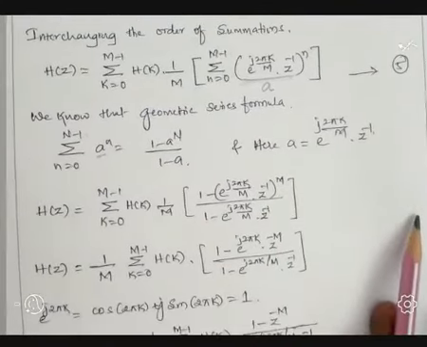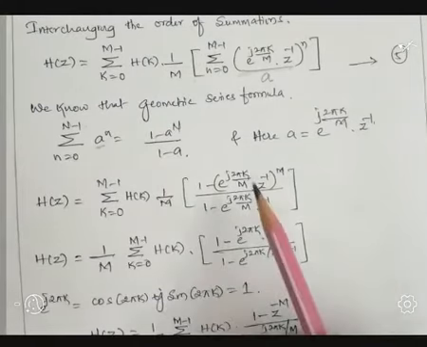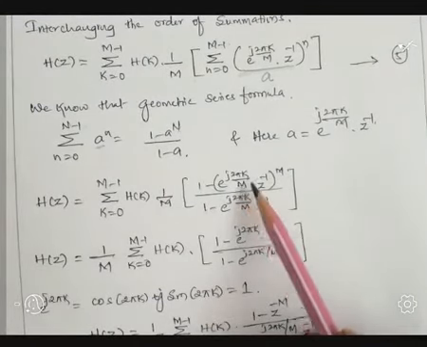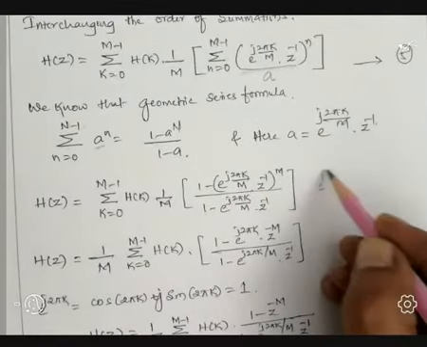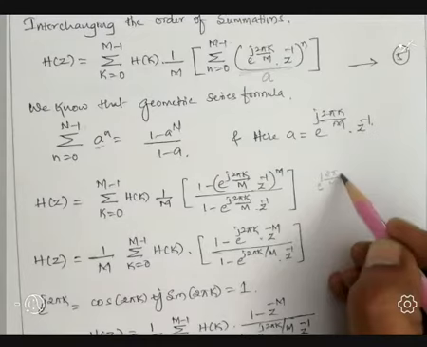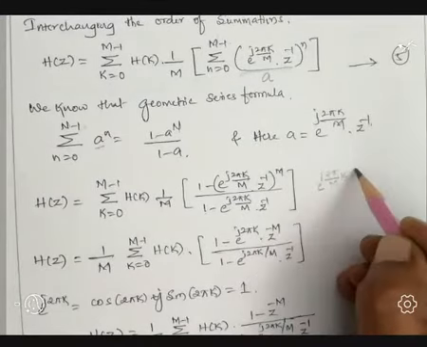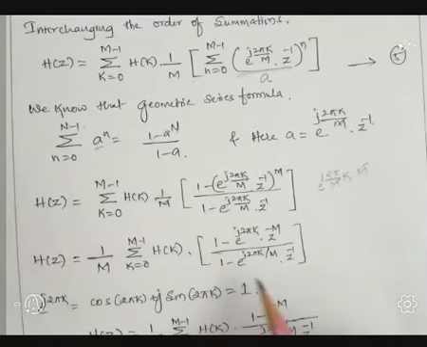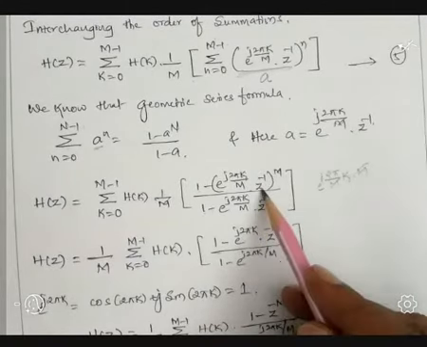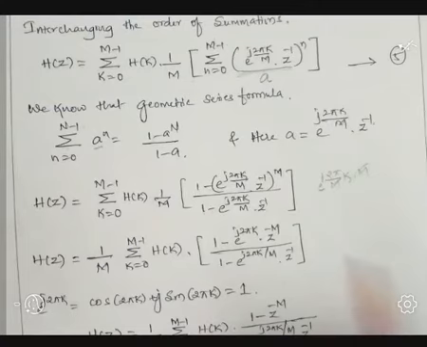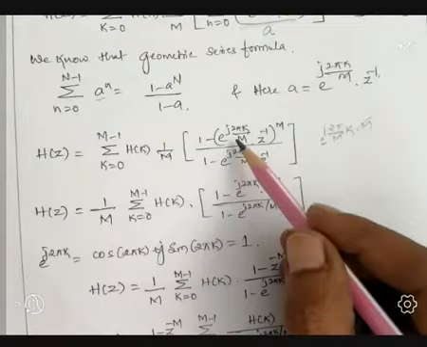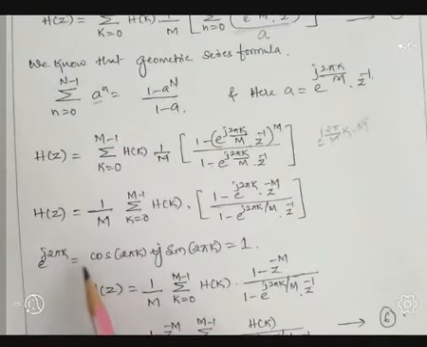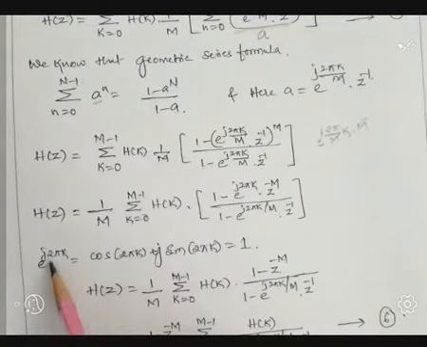Next, for the simplification, the power term multiplied by M cancels, left with e to the power j 2 pi k, and z to the power minus M as it is. Next, we know that e to the power j 2 pi k we can write as cos of 2 pi k plus j sine of 2 pi k.